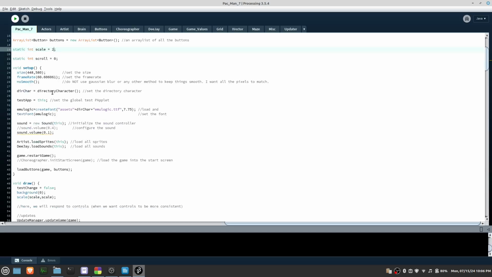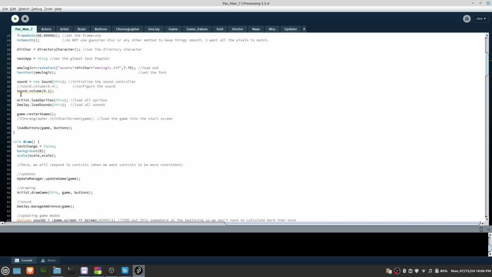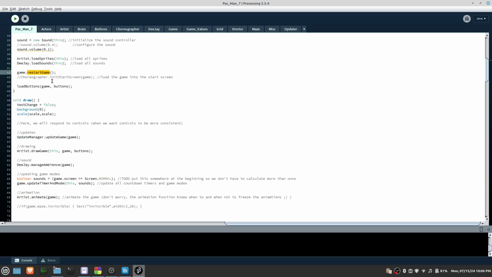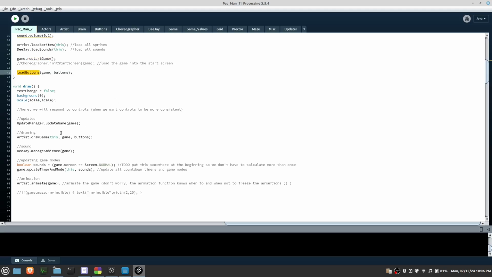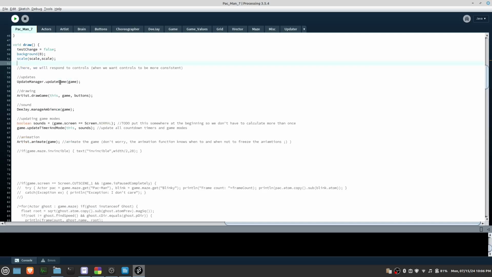The scroll tells you when you scroll up and down on the menu. We make the size, frame rate, directory character, create the font, create the sound. The artist loads all the sprites. The DJ loads all the sounds. Restart game just starts it over from the beginning. Load all the buttons, and then in each iteration of draw, we draw the background. We scale it up. Perform all the updates.